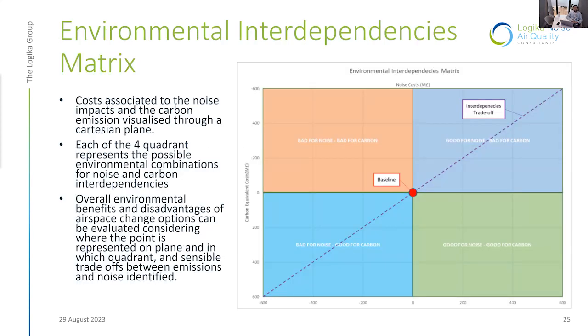Once we had the monetization for the noise and for the carbon, we used this environmental interdependencies matrix. It's quite a simple concept. It's a visual representation of the cost associated with noise and carbon, and identifies 4 different quadrants. One that would be good for noise and good for carbon, one that would be bad for noise but good for carbon, and vice versa, and one that would be bad for noise and bad for carbon.